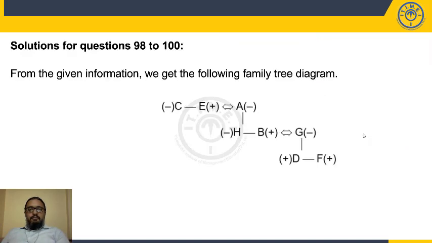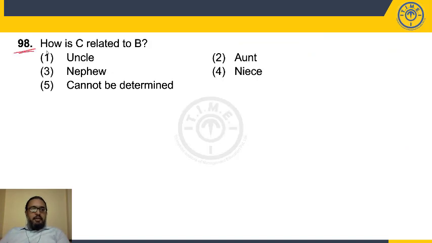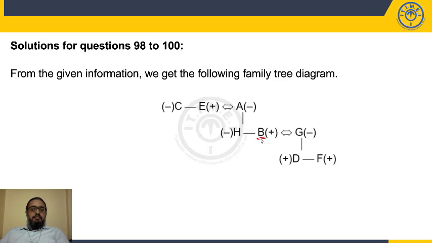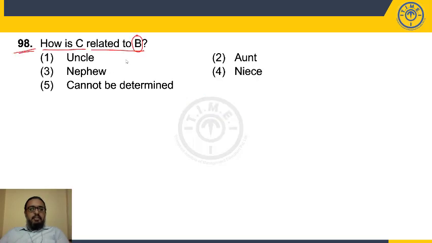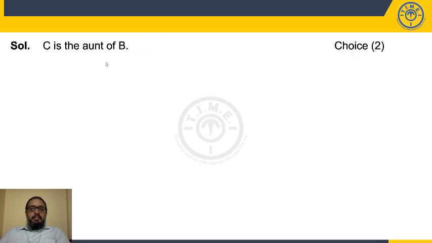Now, this is the same family tree. Questions. Question number 98. How is C related to B? You always put yourself in place of the person given after the word related. So put yourself in B's place. How is C related to B? B has a father and this father has a sister. So what do we call father's sister? Aunt. So the answer is aunt, second option. Always put yourself in place of the person given after the word related. From there you will get your answer. Aunt, choice 2.